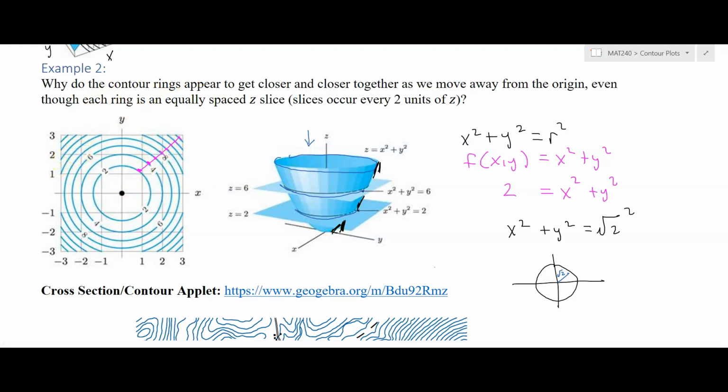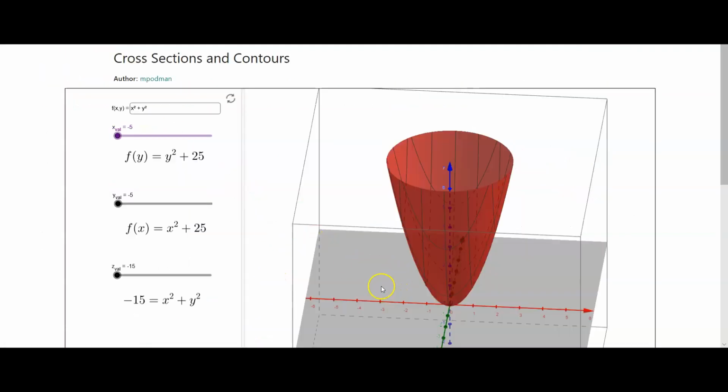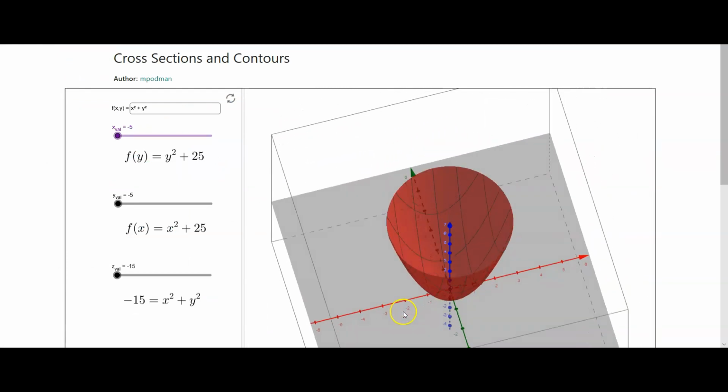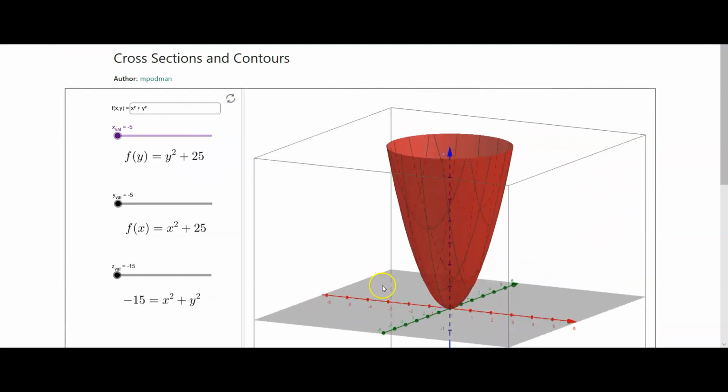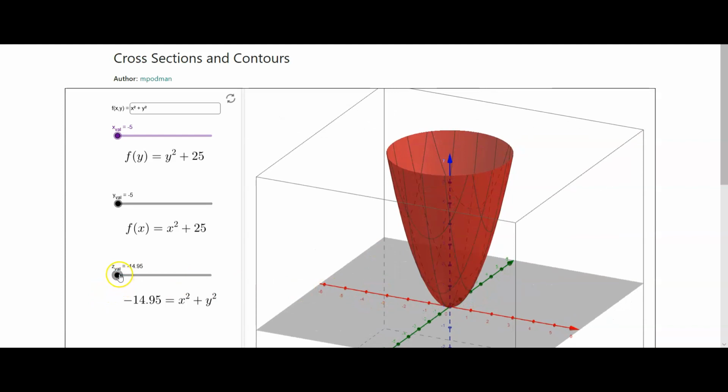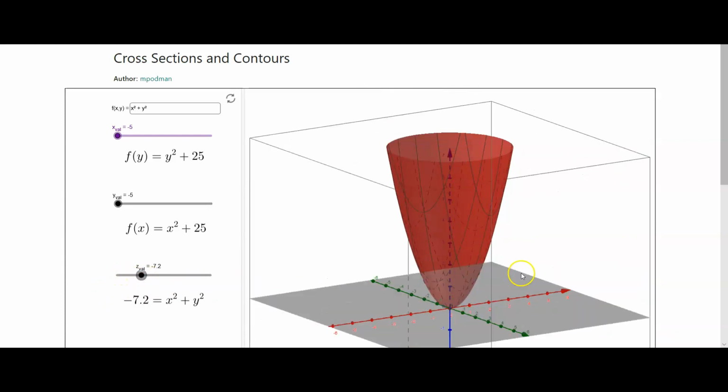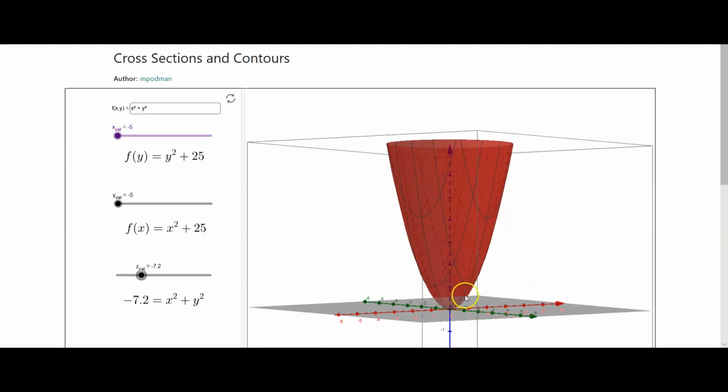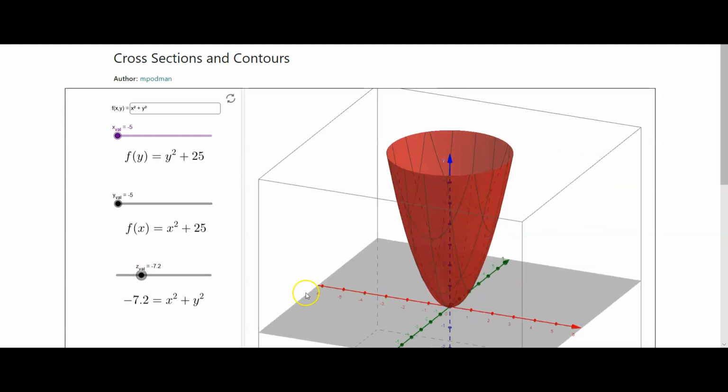So we can also visualize this in our contour plot applet. This is the same applet as in our lesson on cross sections, but in this applet, we can now take a look at holding the value of z fixed. So here we have that upward opening paraboloid. And depending on where we look at the value of z, right now we're in the negative realm, so there's no cross section because this paraboloid is only defined for positive values of z.